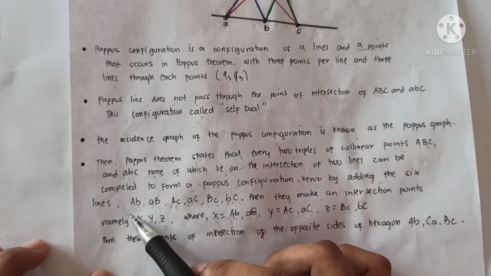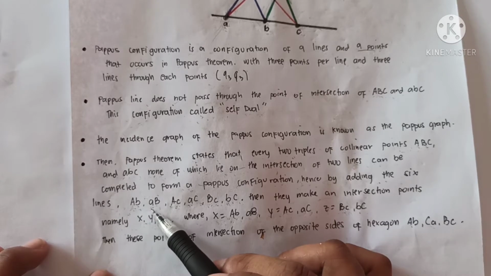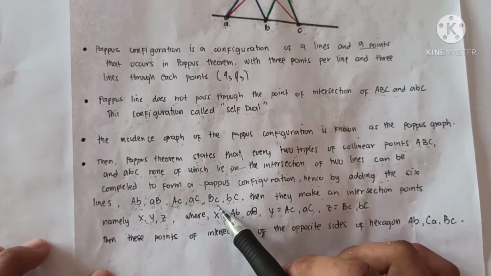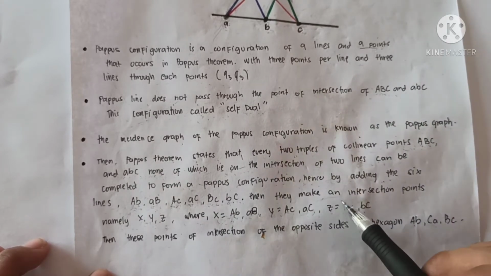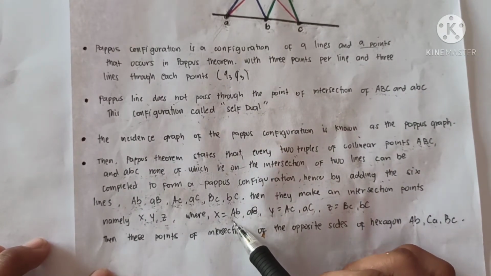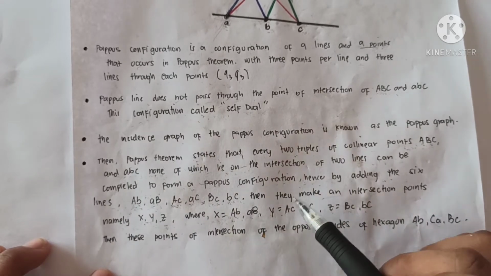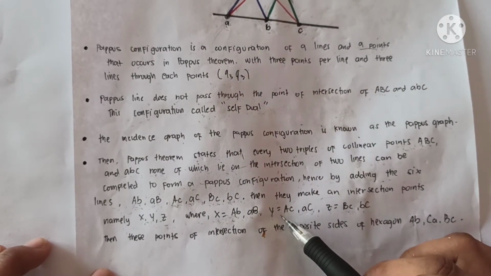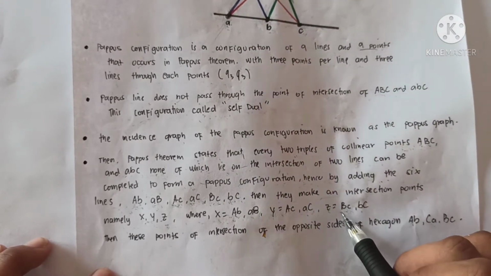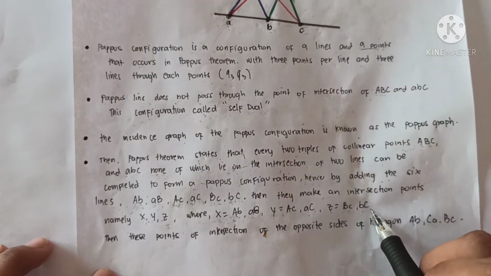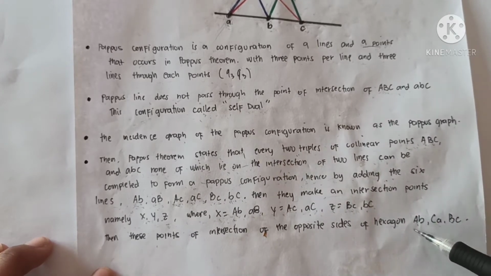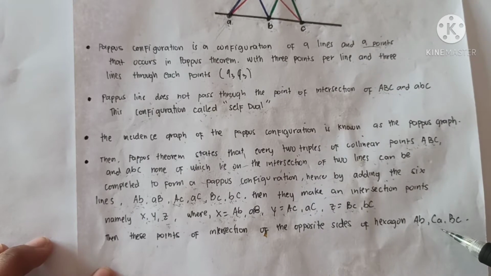Hence, by adding the 6 lines, line large A, small b, small a, large B, large A, small c, small a, large C, large B, small c, small b, large C, they make intersection points, namely points X, Y, and Z, where X is the intersection of line large A, small b and small a, large B, point Y is the intersection of large A, small c and small a, large C, and point Z is the intersection of line large B, small c and small b, large C. Then these are the points of intersection of the opposite sides of the hexagon large A, small b, large C, small a, large B, small c.